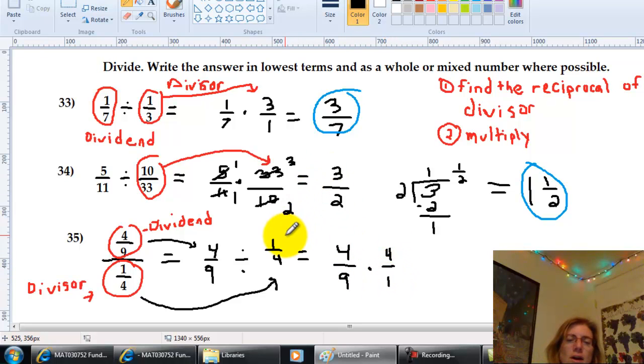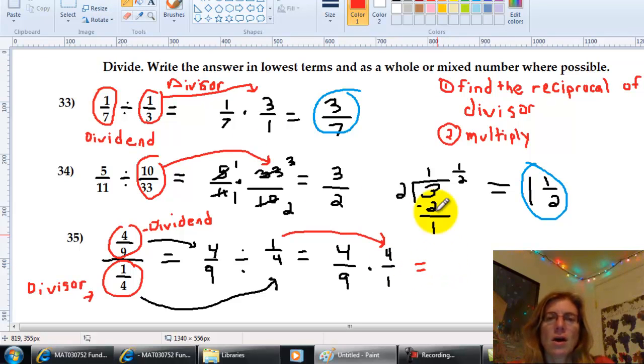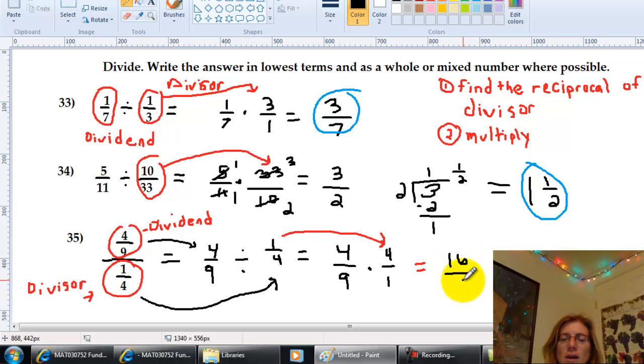Now I have found the reciprocal of this and multiply. We lose accuracy if we want to skip steps. It's worth it to take the time. Alright, 4 times 4 is 16, 16/9. 9 times 1 is 9.